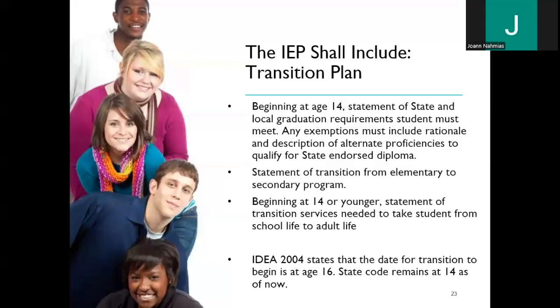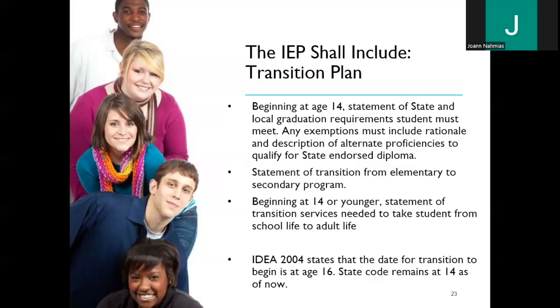The IEP must include a statement of the state and local graduation requirements that the student must meet to earn a regular diploma. If the student is exempted from any standard graduation requirements, the IEP must provide a reason for the exemption and describe alternate proficiencies, alternate ways that the student will show achievement that will qualify them for a state-endorsed diploma.